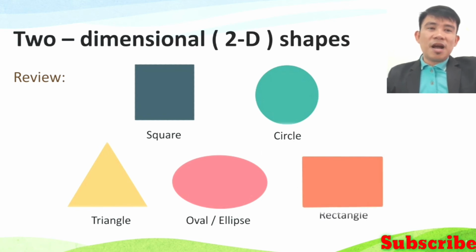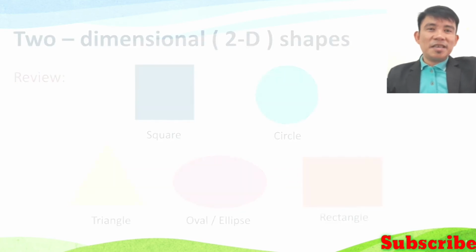Okay, rectangle. R-E-C-T-A-N-G-L-E. Rectangle. My beloved students, square and rectangle belong to a quadrilateral. Okay, don't forget, they belong to quadrilateral. Square and rectangle, quadrilateral. Okay, don't forget.